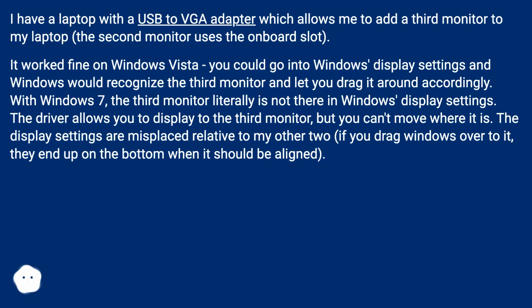You could go into Windows Display Settings and Windows would recognize the third monitor and let you drag it around accordingly. With Windows 7, the third monitor literally is not there in Windows Display Settings. The driver allows you to display to the third monitor, but you can't move where it is. The display settings are misplaced relative to my other two. If you drag windows over to it, they end up on the bottom when it should be aligned.